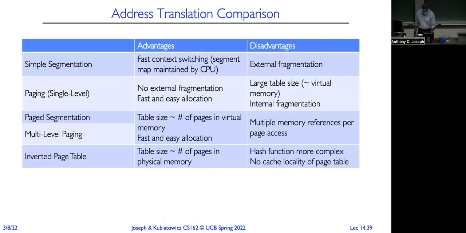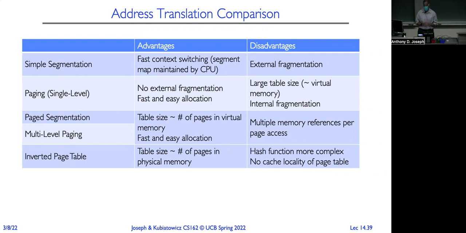Okay, so I'm just going to end with the next slide. So we looked at a bunch of different translation approaches: simple segmentation, really fast context switching. I just save out the segment map. The disadvantage, we can end up with external fragmentation. Paging is nice at the single level because we have a uniform, rapid way of allocating memory, no external fragmentation rather, but we end up with table sizes that are proportional to our virtual address space and are mostly full of empty entries. So it doesn't work well for sparse address spaces.